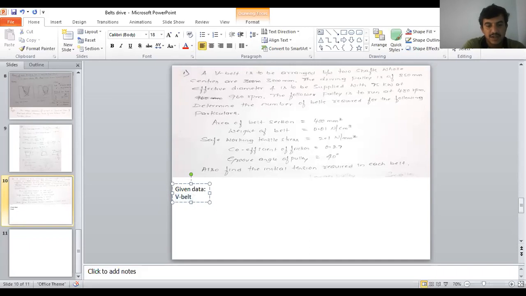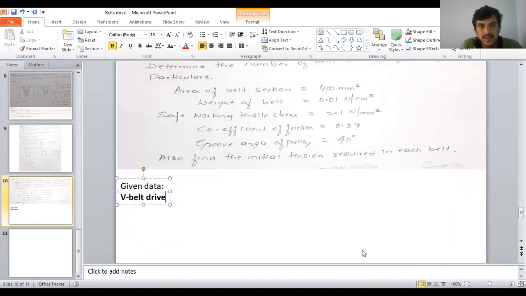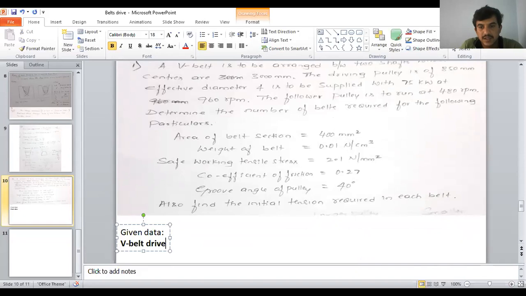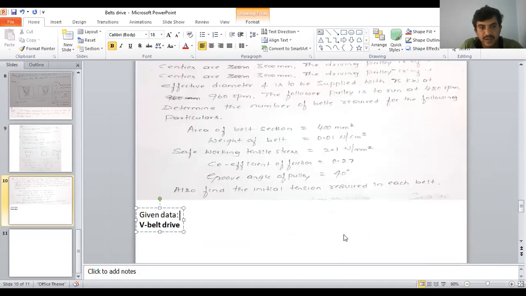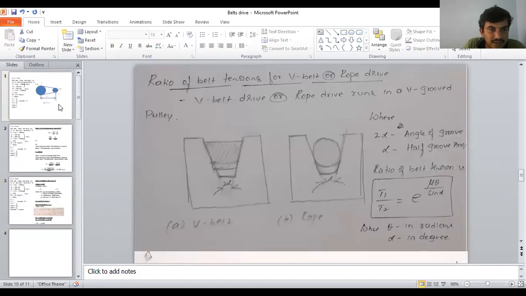It is a V belt drive. The type of belt drive is V belt. It is arranged between two shafts whose centers are 3000 mm apart. First, you write the appropriate sketch for the V belt drive. Now, I will directly copy this.